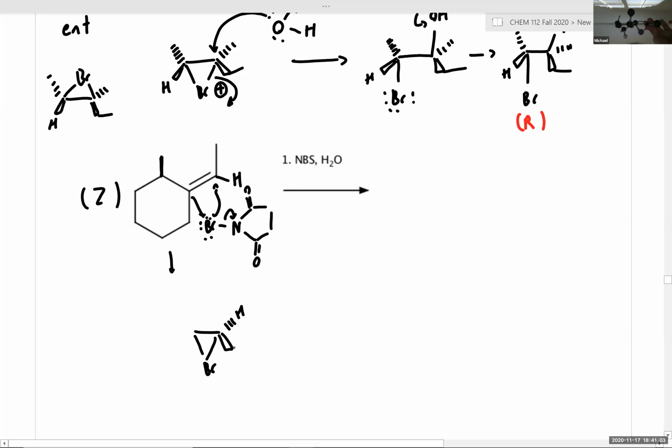Okay, now my question is, for the ring system, the side with the methyl group is pointing towards us. Right? Can everyone see how the side with the methyl group is pointing towards us?